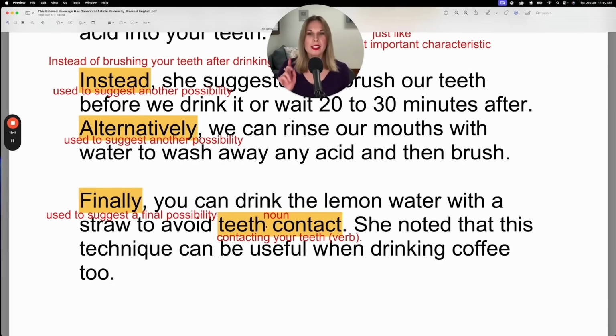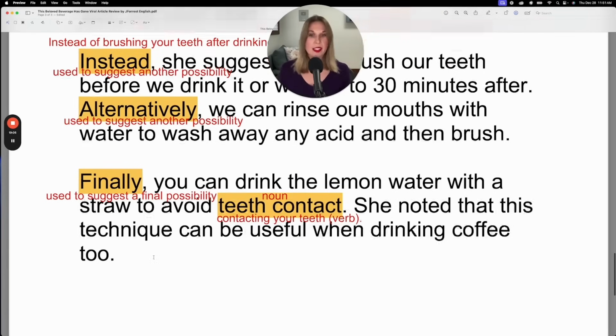I highlighted teeth contact because this is the noun form. To avoid something, which is teeth contact because of the enamel, right? But if you want to use a verb, you could. Just remember you need a gerund verb: to avoid contacting your teeth. So it means the same thing, it's just a different sentence structure.